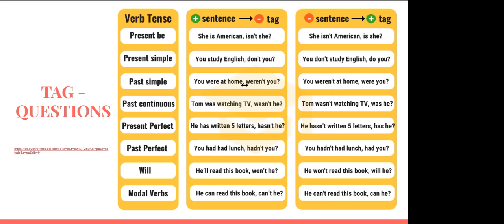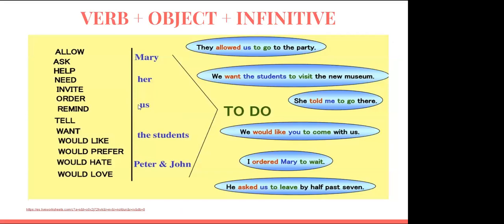Well, do you have any doubt or question about tag questions? No. Okay. Let's please move forward. And the last thing you're going to be reviewing in this unit is the use of an object followed by an infinitive.